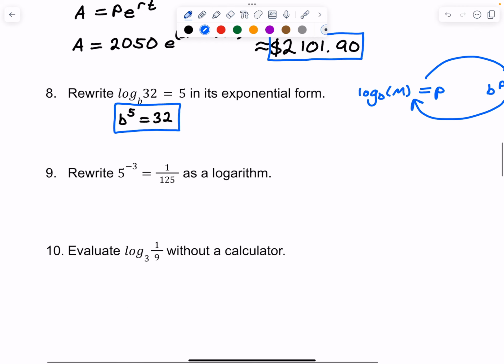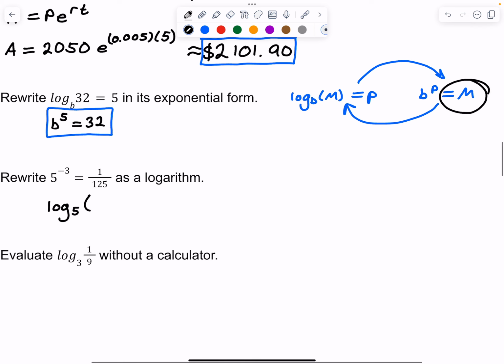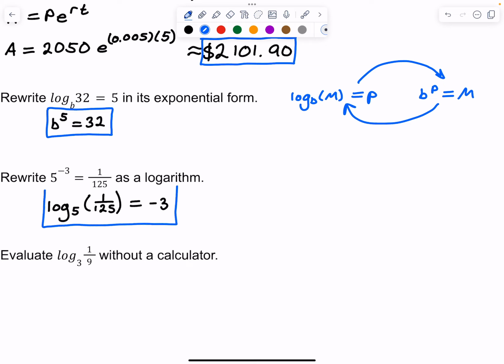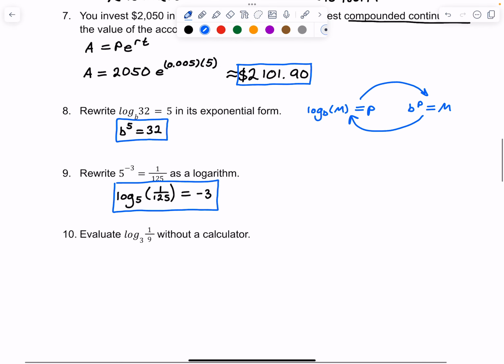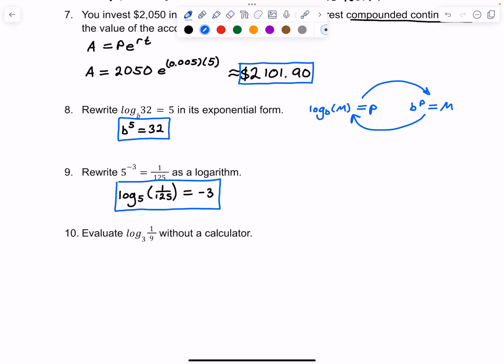This one's very similar. All it asks us to do is rewrite it as a logarithm. So right now it's an exponential, and 5 is our base. So I'm going to write log base 5 of, and then m is, in an exponential, what it's equal to. In a logarithm, it's what goes inside parentheses. So it'll be log base 5 of 125 equals, and then it's equal to the power, which is -3. So all I've done is rearrange it, but that is all that I was asked to do, so I am finished.